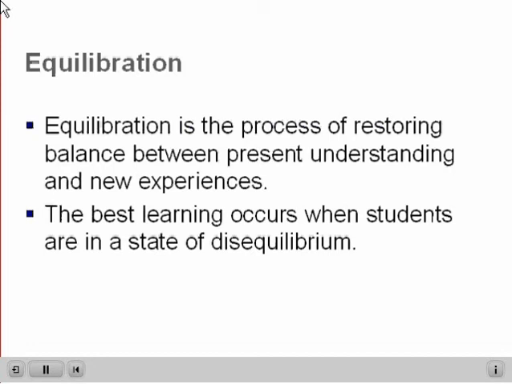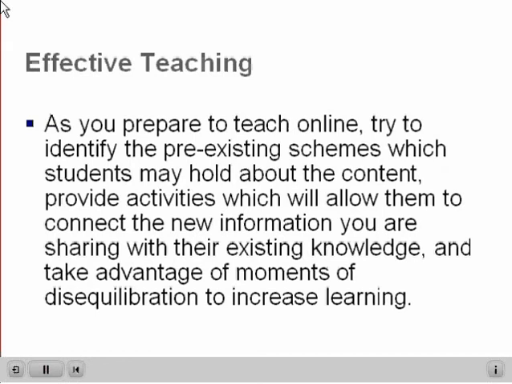Maybe they read something in your course that doesn't exactly fit with what they have already known. Well, that produces a wonderful teaching moment, and we need to exploit that and make use of that as we are teaching adult learners. As an effective teacher, we want to use these pre-existing schemes which students hold about content, provide activities which allow them to connect the new content to their existing knowledge, and then take advantage of these moments of disequilibration.